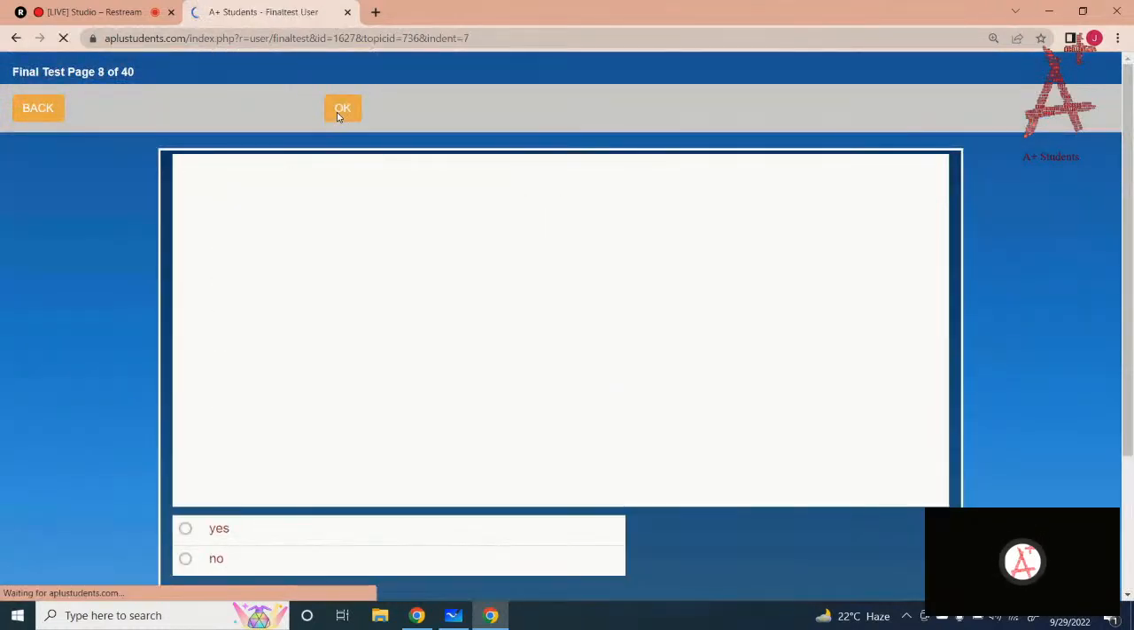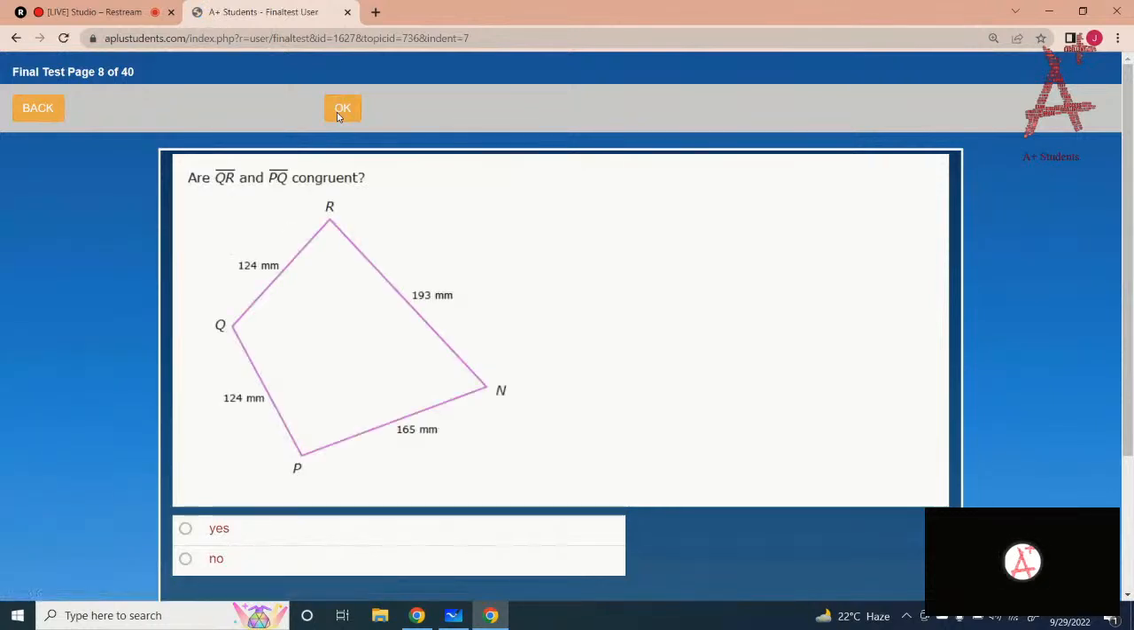Okay, the next one is, are QR and PQ congruent? So QR is 124 and PQ is also 124. So both these sides have the same side length. That means they are congruent. Got it? They have the same side length, so they are congruent. So the answer is yes. Select the correct option and click on the OK button.